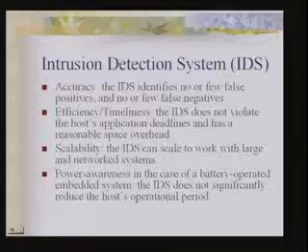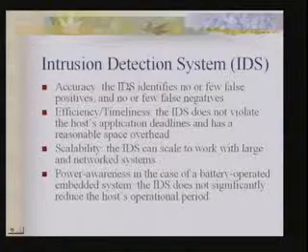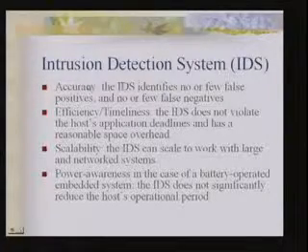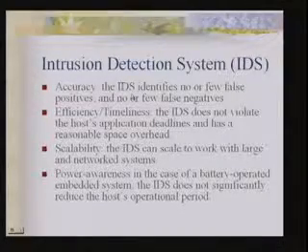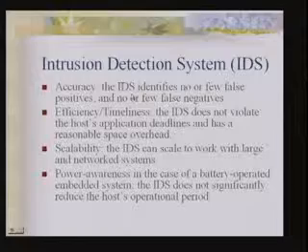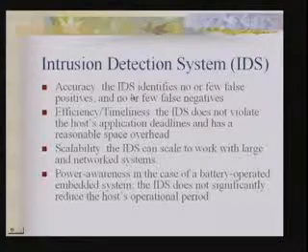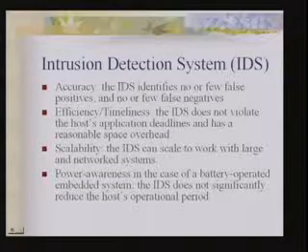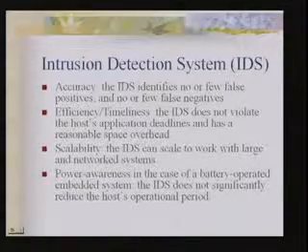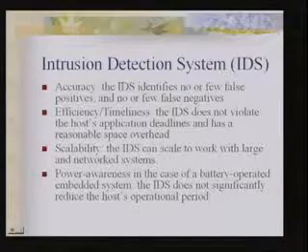So the first thing, of course, is accuracy. That's well known to you, right? So the IDS should identify null or few false positives, null or few false negatives. But here, timeliness is important. So you don't want to add the IDS and violate the original timing constraint of the application.